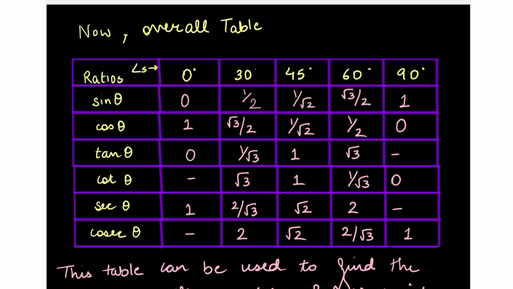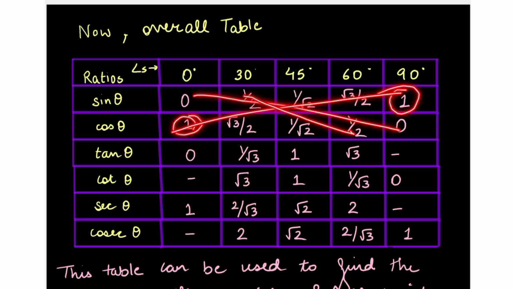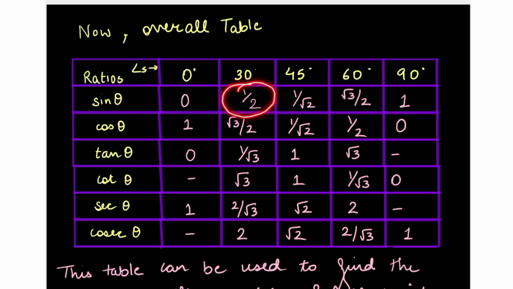inverse the values. For example, sine 0 is equal to cos 90, cos 0 is equal to sine 90. So you can see there is a pattern forming here. Similarly for 30 and 60, sine and cos values are reverse, and sine 45 and cos 45 are the same. Similarly for tan theta, 90 degree and 0 degree values are opposite, 60 and 30 degree values are opposite, and tan 45 is the same.